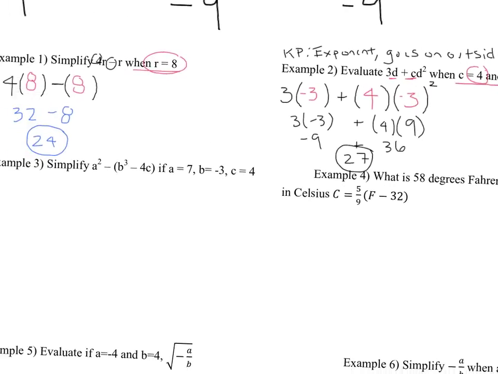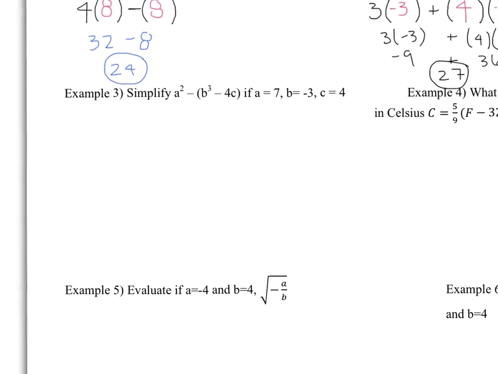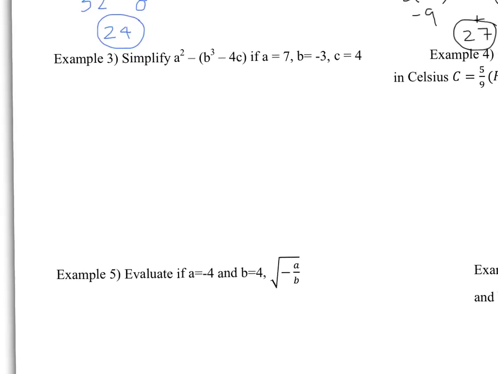All right, we're going to do a couple more examples. Let's look at this next example, example 3. It says, simplify a squared minus parentheses b to the third minus 4c if a equals 7, b equals negative 3, and c equals 4. Now we're dealing with 3 different variables.